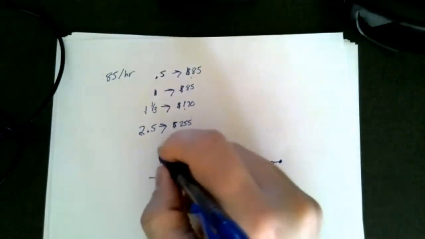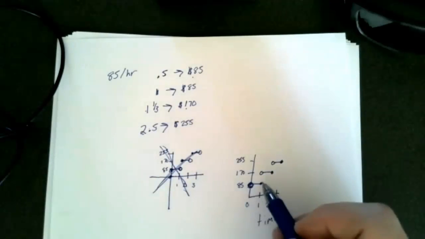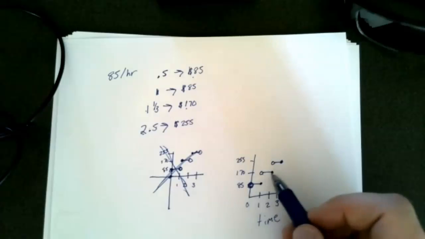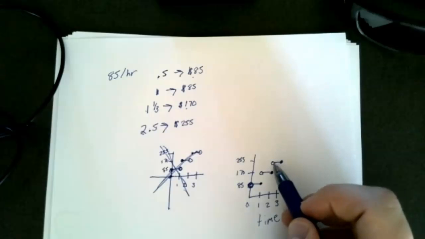So I need to have the open dot on 0, and then anything under 1 is $85, or anything up to 1 is $85. But the second I get above 1, the minute I get above 1, like an hour and 1 minute, I'm paying 170. And then that stays until I hit 2 hours. And then 1 minute over 2 hours, I pay $255.